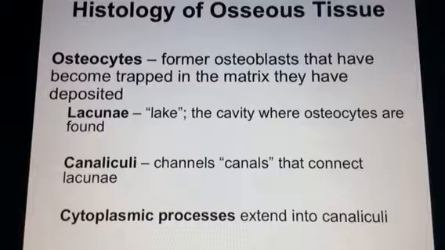We'll see osteocytes are in a little cavity. It's called a lacuna. I've never heard it called a lake before, but a cavity is fine. And then there's channels or canals that connect the lacuna to each other called canaliculi, which is one of my least favorite words in anatomy. And then there's little cytoplasmic processes that extend into those canals from the osteocytes.